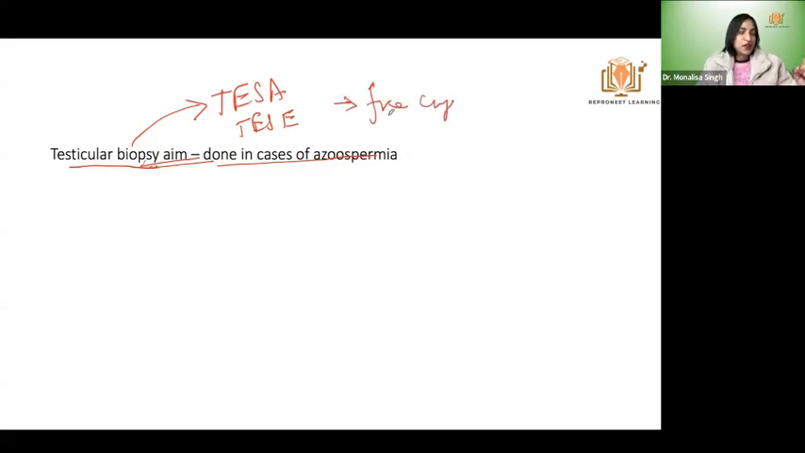So what will the embryologists do? They'll take the spermatozoa and they'll freeze them. And the rest of the tissue that you have got, the seminiferous tubules, you'll send for HPE. And at the HPE, they'll tell you that there is maturation arrest, as in you'll see the seminiferous tubules, you'll see Sertoli cells, and you will see spermatids and no spermatozoa. So you know that there is maturation arrest.